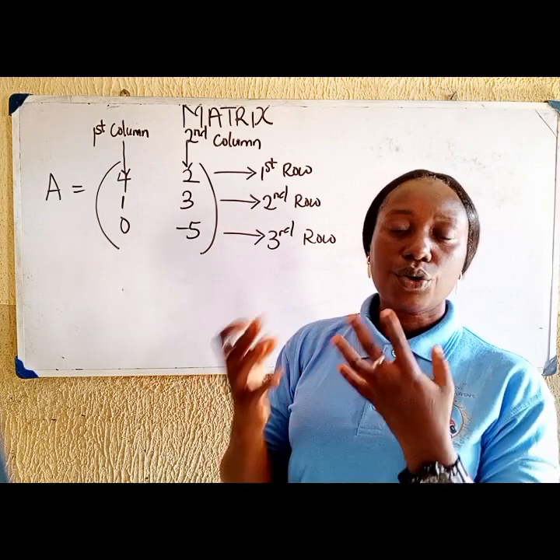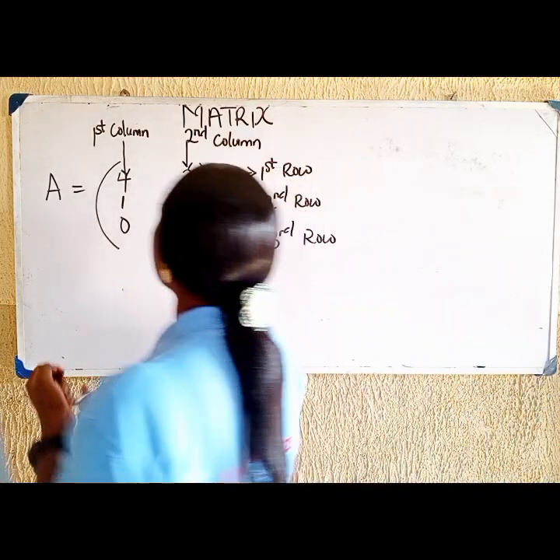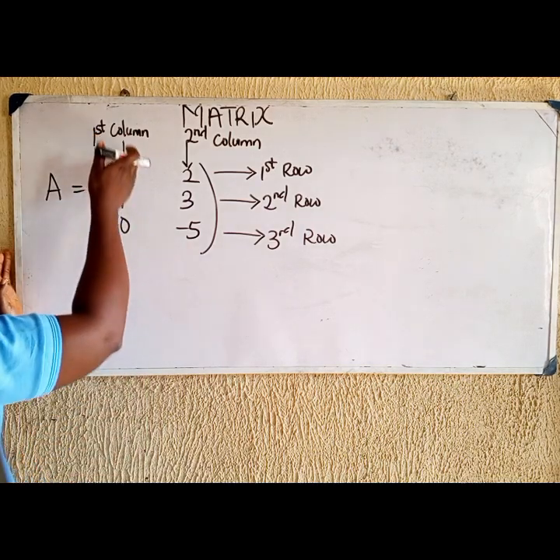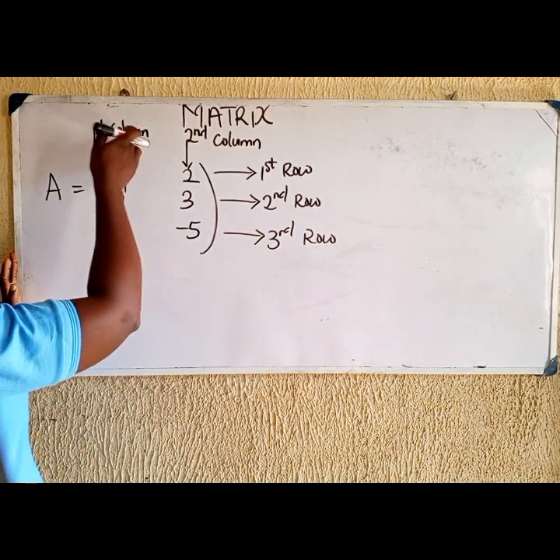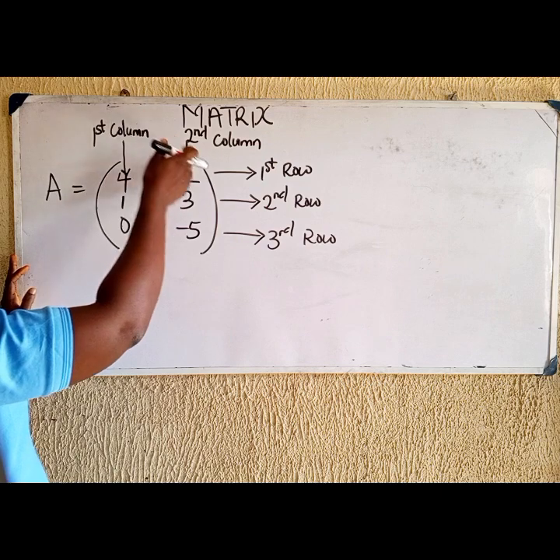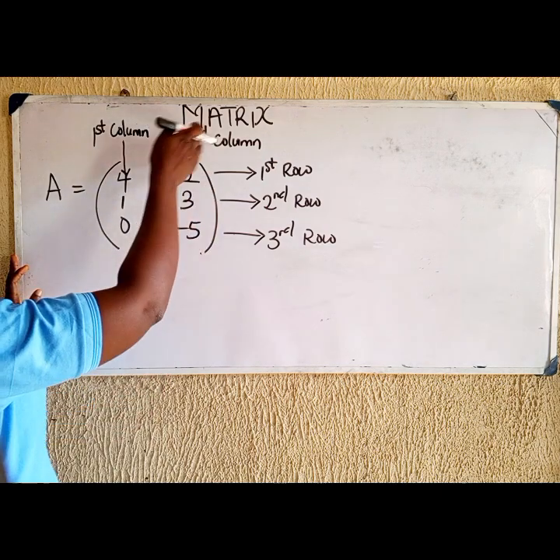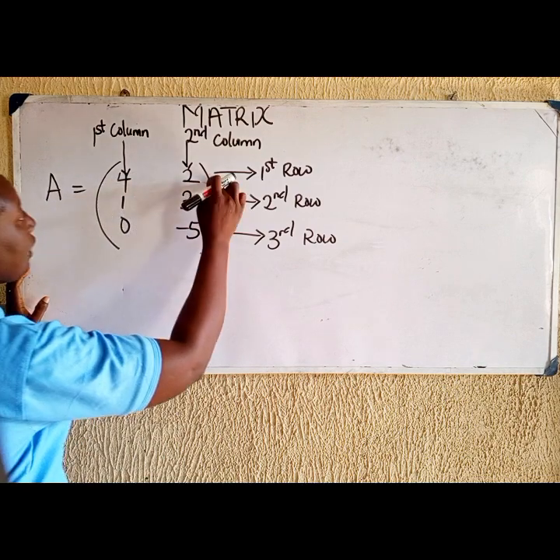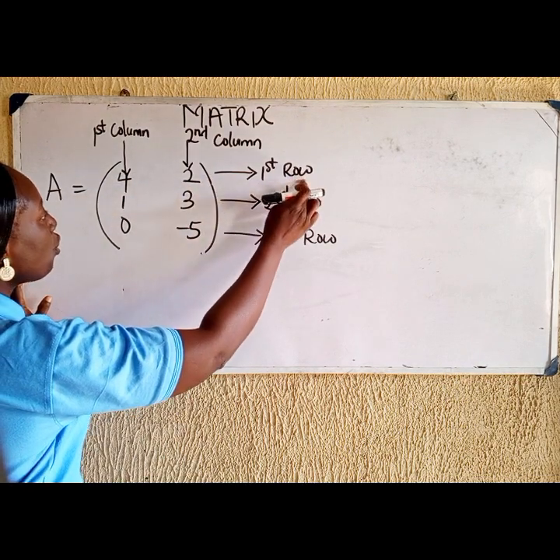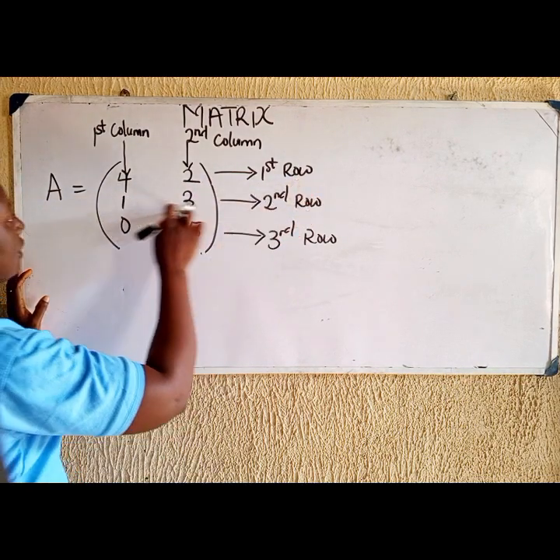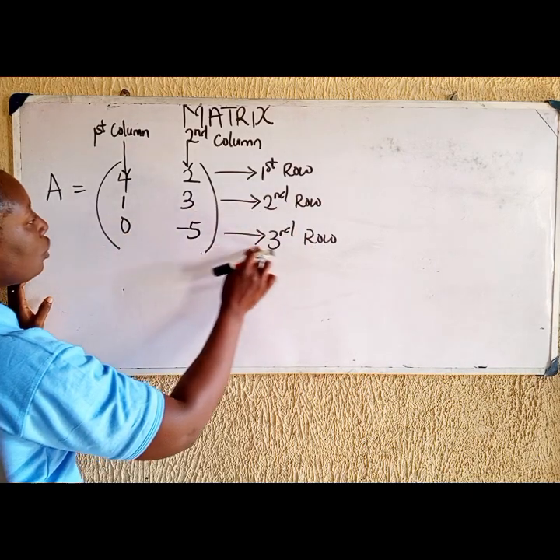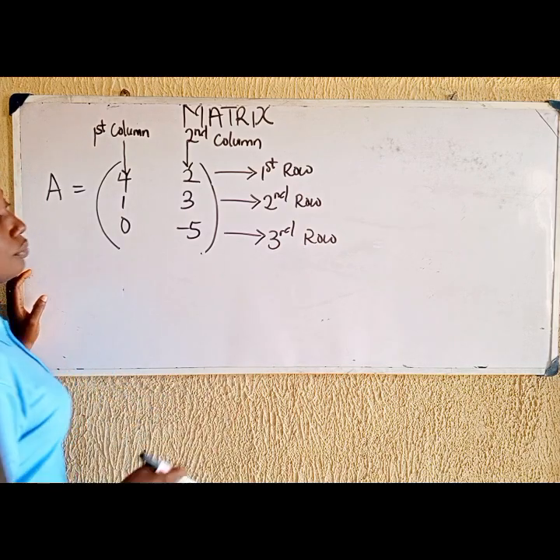Now let's see the columns and the rows. Looking at this matrix, this line is the first column, and this one is the second column. Now this line is the first row. This line is the second row, and this is the third row.